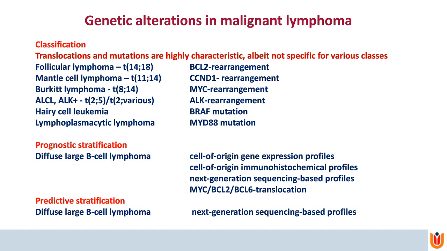Increasingly, we use genetic alterations also for prognostic stratification, especially in diffuse large B-cell lymphoma. We use gene expression profiling, we use next-generation sequencing profiles, and also sets of translocations. Predictive information to guide treatment choices is finding its place in lymphoma diagnostics and treatment.